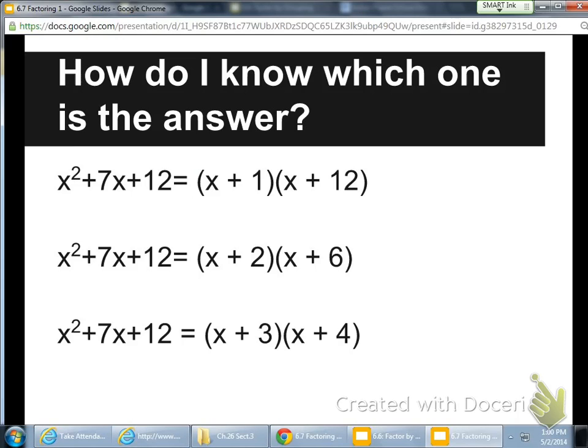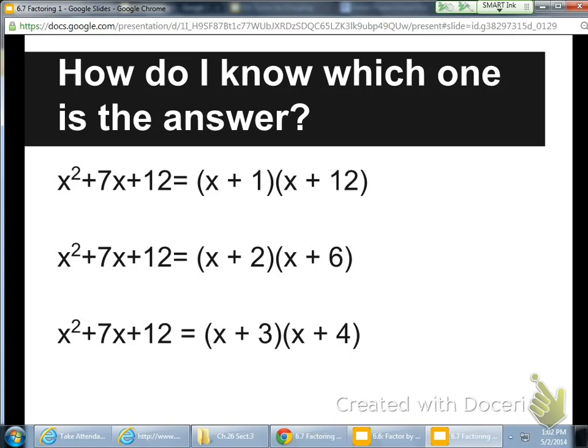In your groups, I'm going to have you determine which one is the answer. And how do I know which one is the answer? Be very careful in how you decide. One of the answers is true and the other two are not. The question is, how do you know that? I want you to develop your own way to do that. Talk with your partners. Here we go.